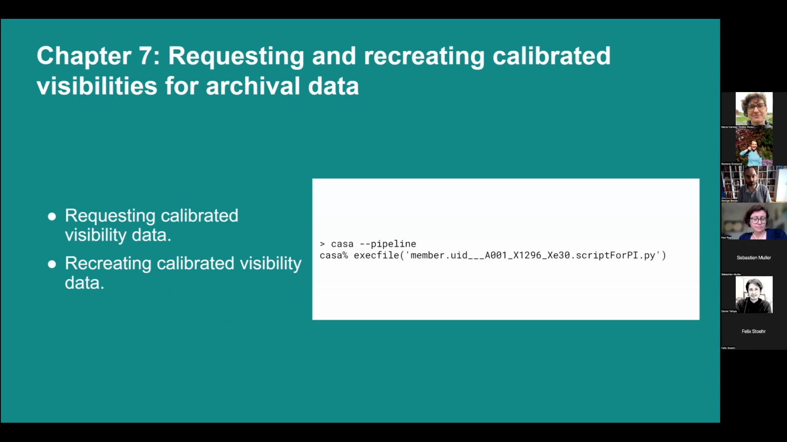Chapter 7 talks about requesting and recreating calibrated visibilities from archival data. This is just basically instructions on how to prepare your data in case you want to create your own images.